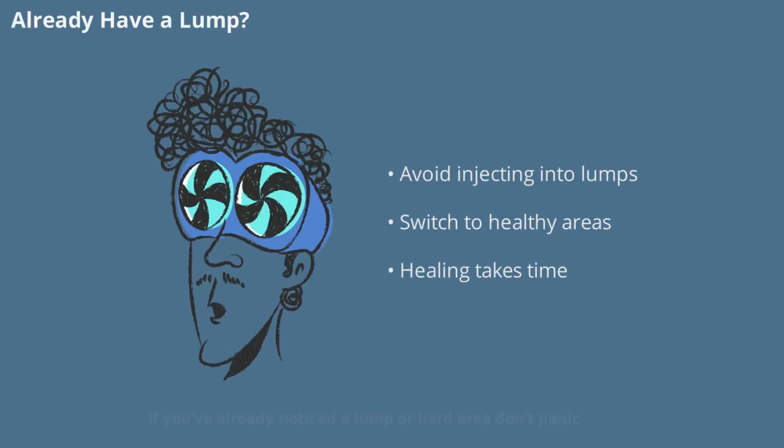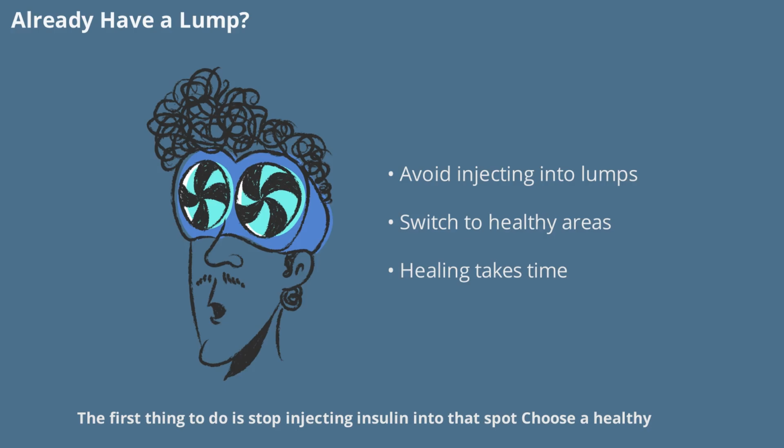If you've already noticed a lump or hard area, don't panic. The first thing to do is stop injecting insulin into that spot. Choose a healthy, normal-feeling area instead. Over time, the affected tissue can heal and return to normal, but it may take several weeks. Patience is key, and your skin will thank you for the break.